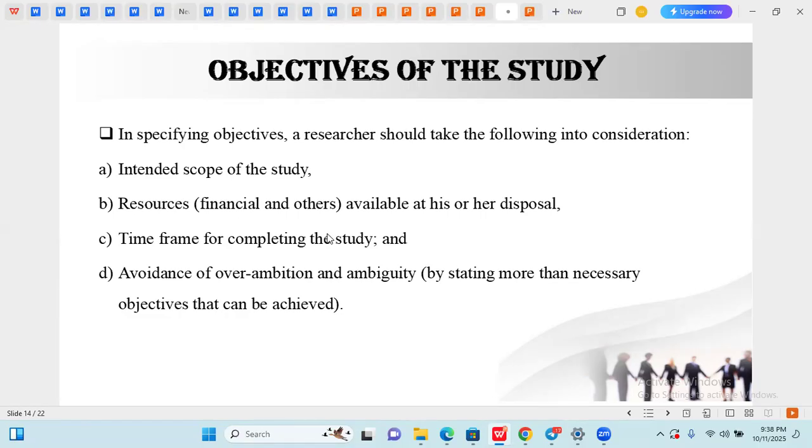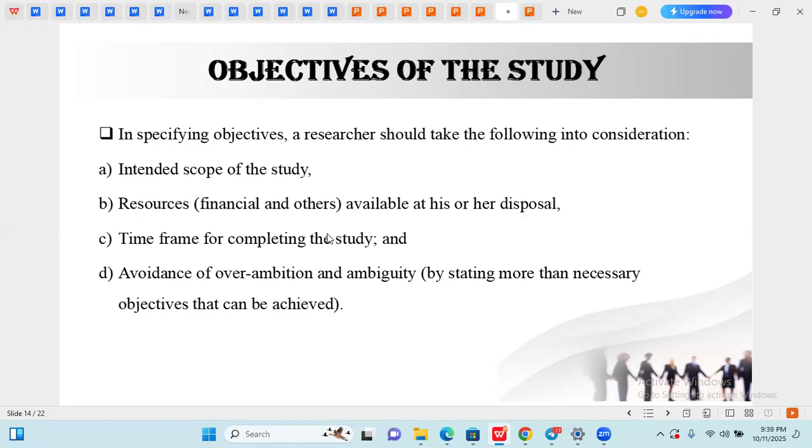So the first thing is what? Specifying objectives. Research should take the following into consideration: the intended scope of the study. Secondly, resources, financial and other, available for the proposal. I've said it before, know your capacity, know what you want to do. Then the time frame for completing the study.